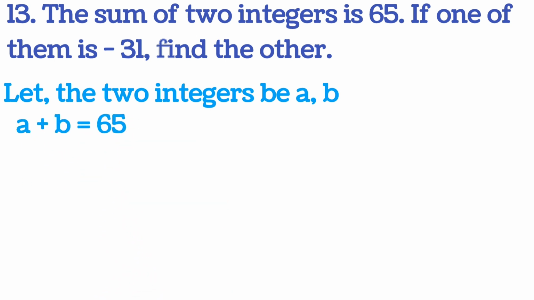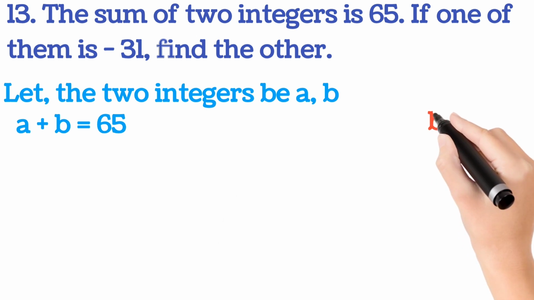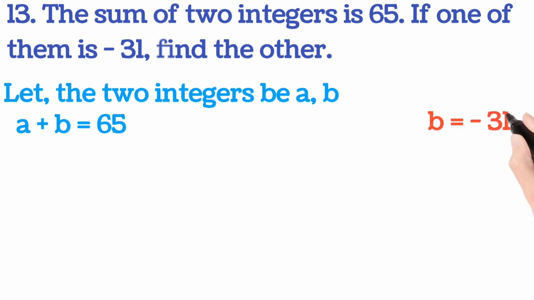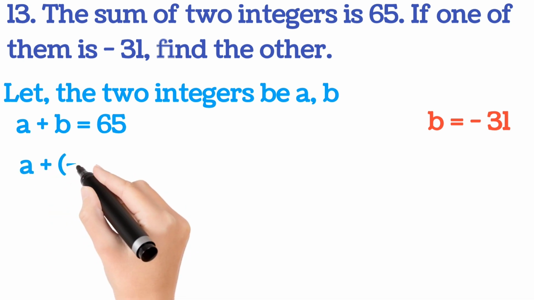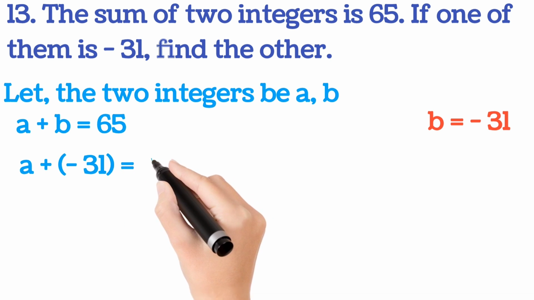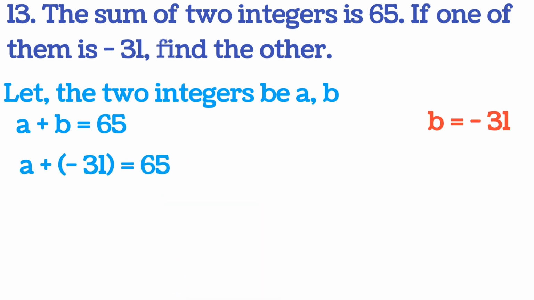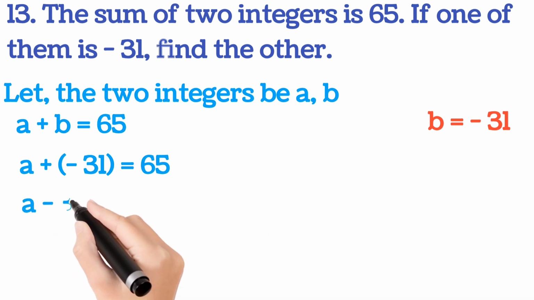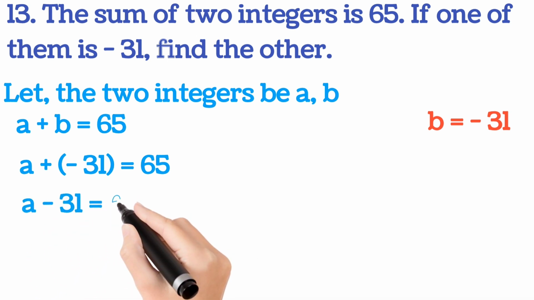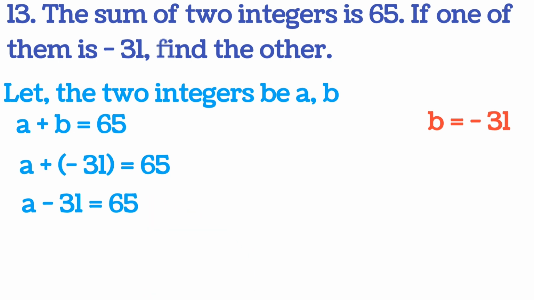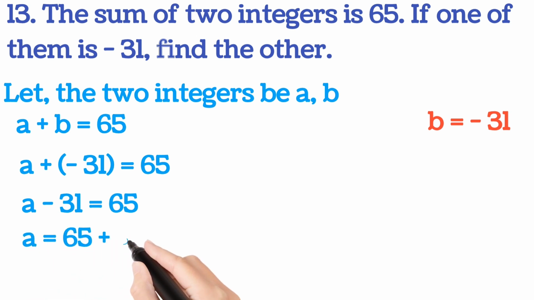So first let us write A plus B equals 65. Now B equals minus 31. You can take A also as minus 31, no problem. So let's start: A plus B, minus 31 keep inside the bracket, equals 65. Now just remove the bracket: A plus minus 31 equals 65. Now we will take the minus 31 constant term from the left hand side to the right hand side, means A equals 65 plus 31.